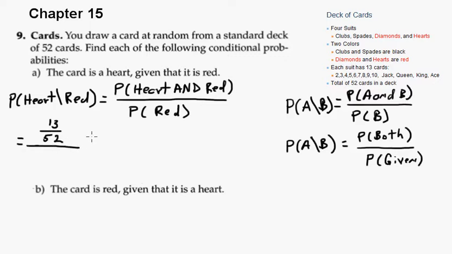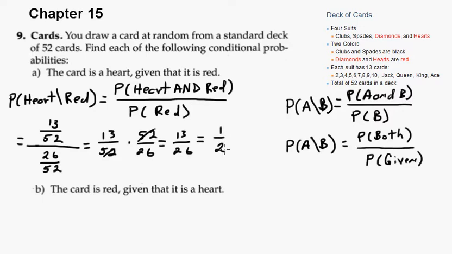Then we divide that by the probability of red. There are 26 red cards, so 26 divided by 52. To be a little bit formal, we turn that into multiplication and flip it, 52 over 26. Then these cancel, and we get 13 out of 26, which simplifies to 1/2. That's how you do the first question.